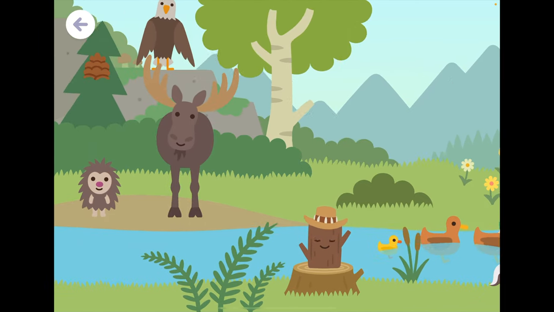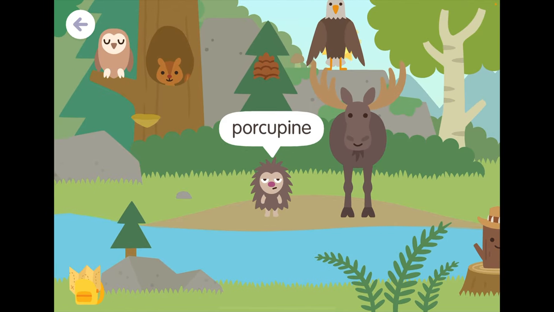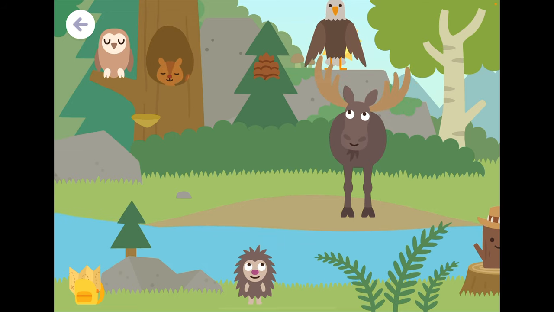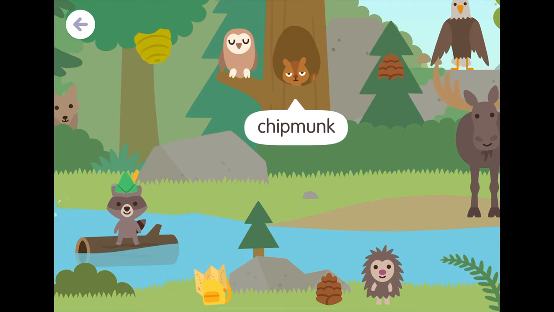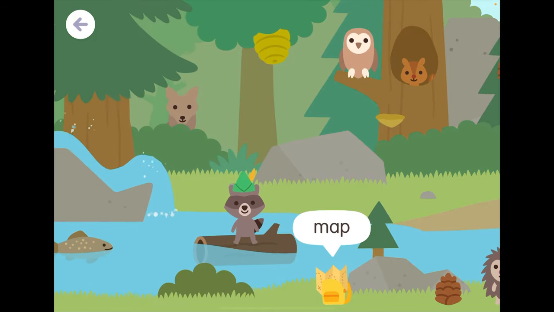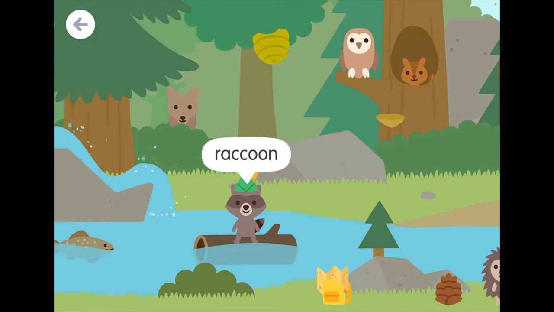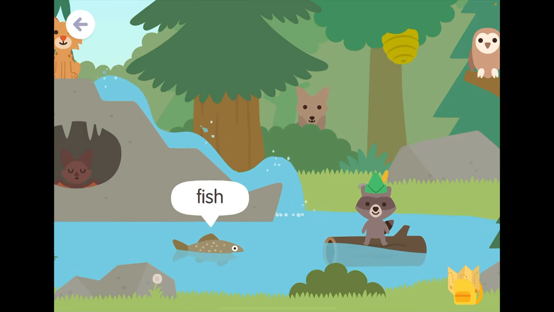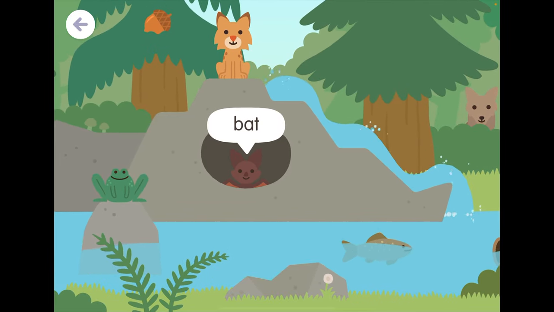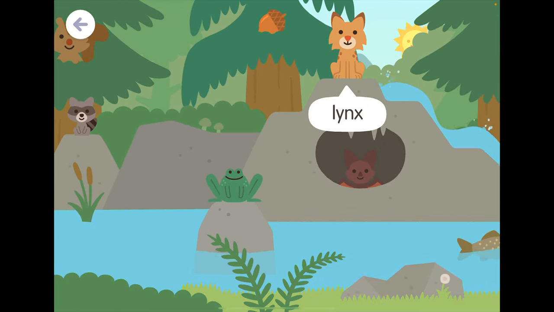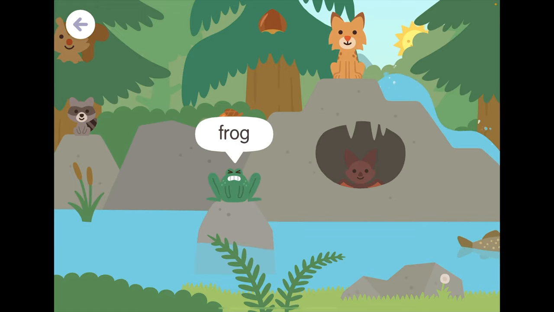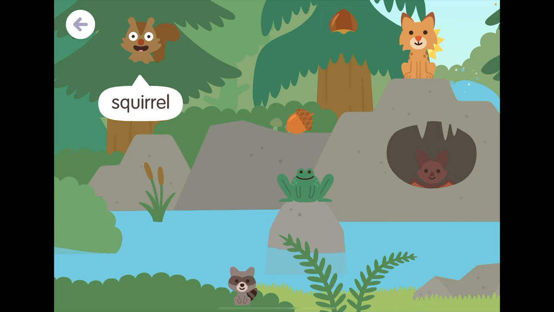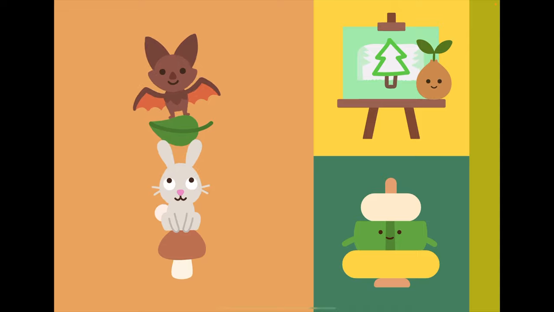I was trying to put him back up top. There's a moose. A porcupine. What? Eagle. There's an eagle. Chipmunk. Owl. Raccoon. A raccoon with a hat. That's funny. Hive. Ooh, there's a beehive up there. Ooh, coyote. Fish. Bat. There's a bat hiding in the cave. Lynx. A lynx is a type of cat, like a cougar or a jaguar. There's a frog. Kit. That's a baby raccoon. Squirrel. Okay.